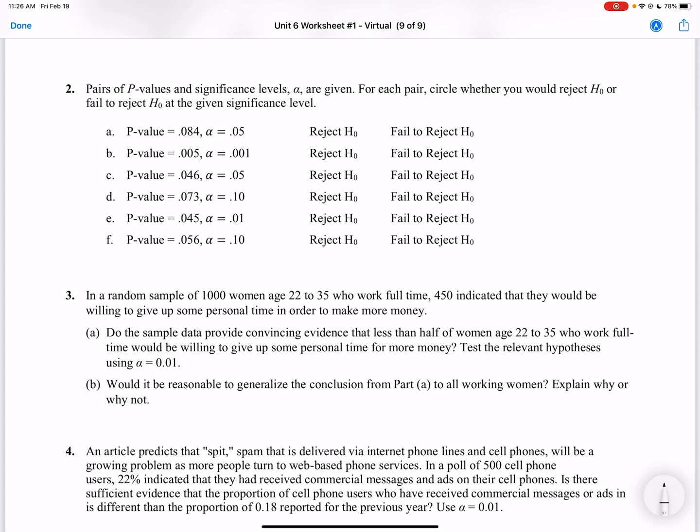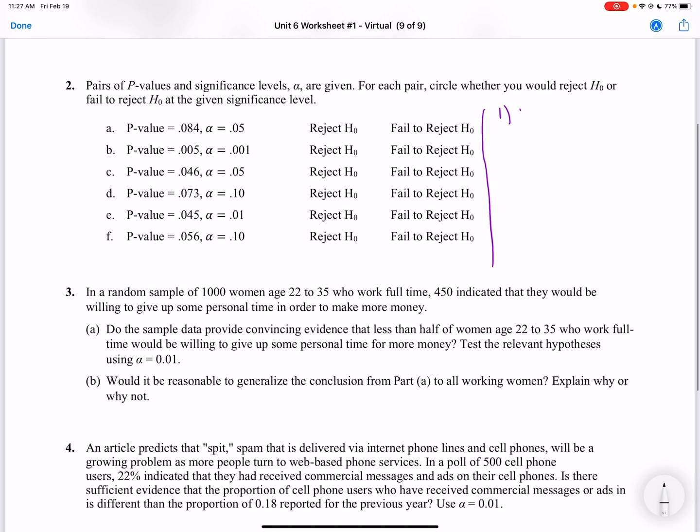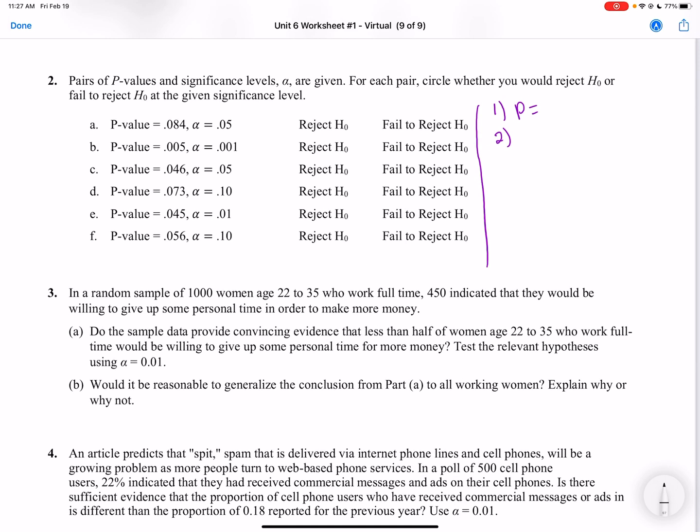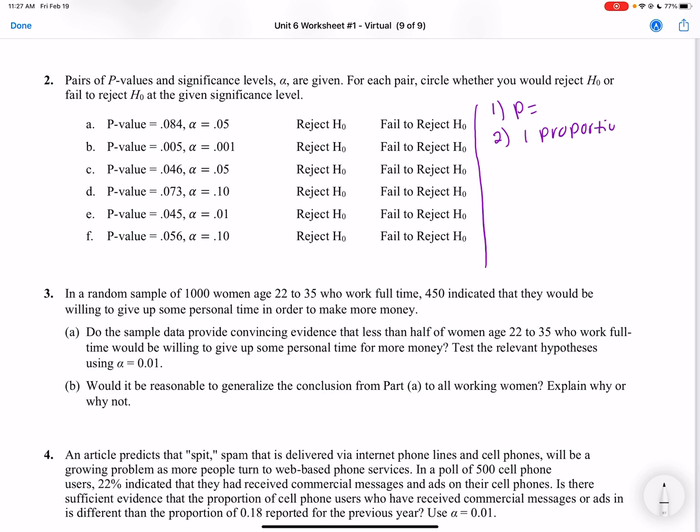After you do that, make sure to state what test you're doing. That helps you a lot with the AP scores. For all 3 of these, we're doing a 1 proportion z-test. So I'm just going to write up here in this column. First thing, say what is P? And then second, say I'm going to conduct a 1 proportion z-test.